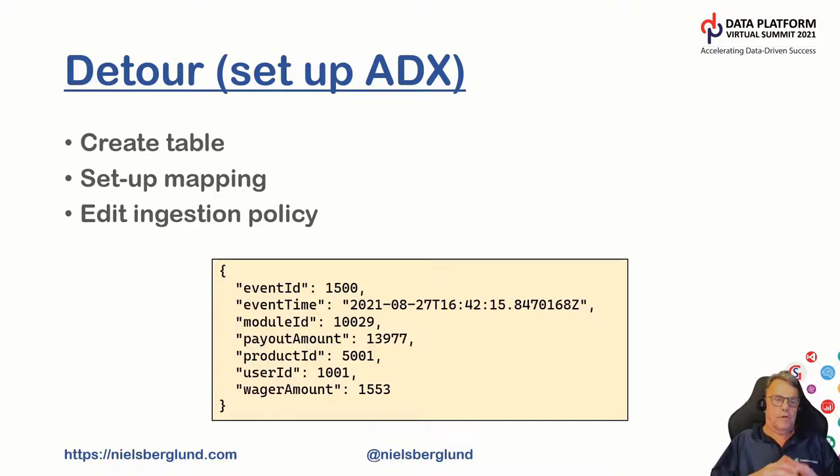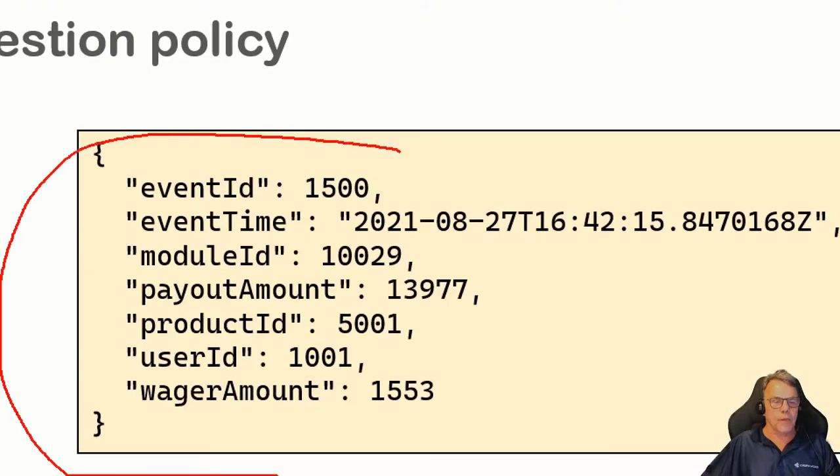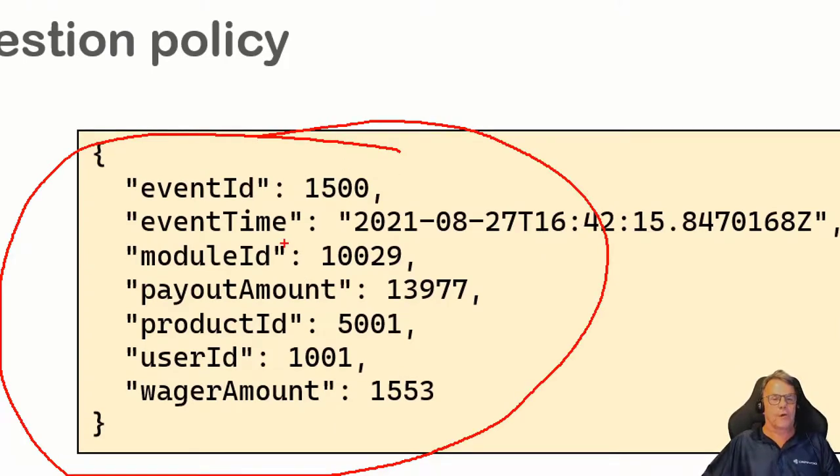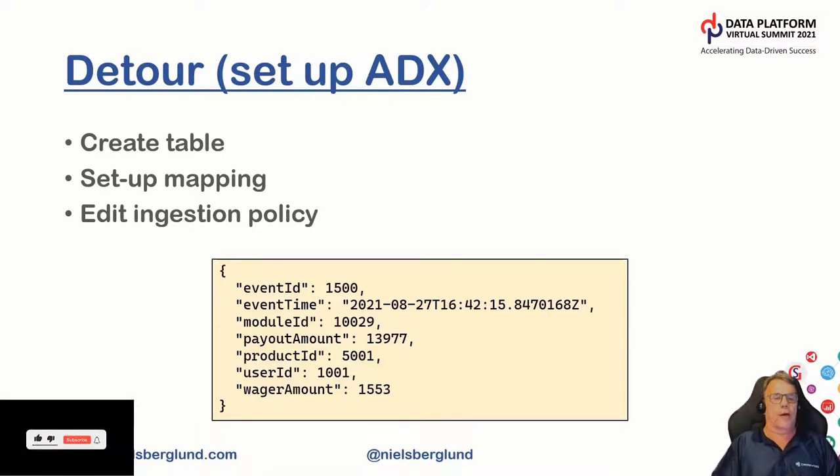Before we can configure the connector, we need to ensure that Azure Data Explorer is ready. We need to set up Azure Data Explorer for this. And if we look down here at the bottom of the slide, this is what the event looks like that we are pushing into Kafka. So we have an event ID, an event time, a module ID, etc. And that is what we want to go into Azure Data Explorer.